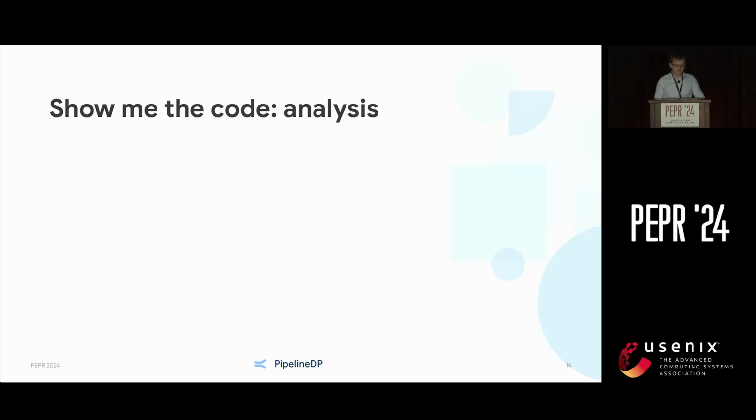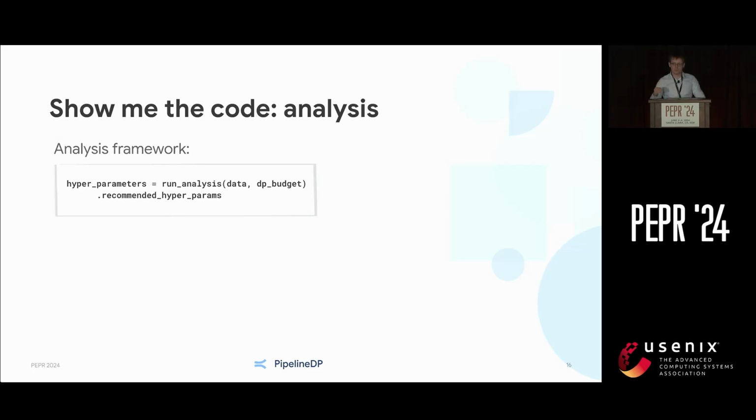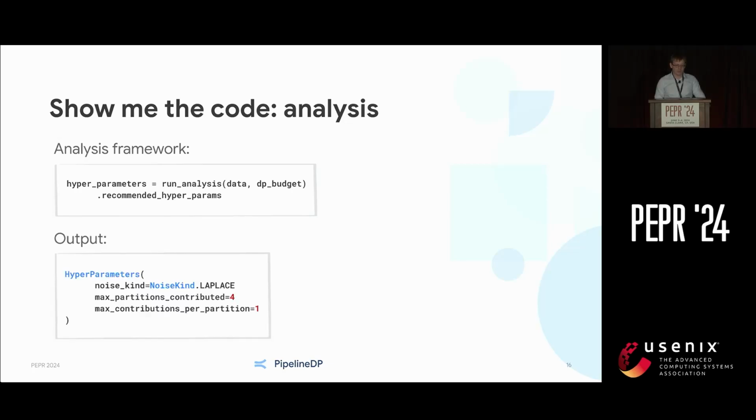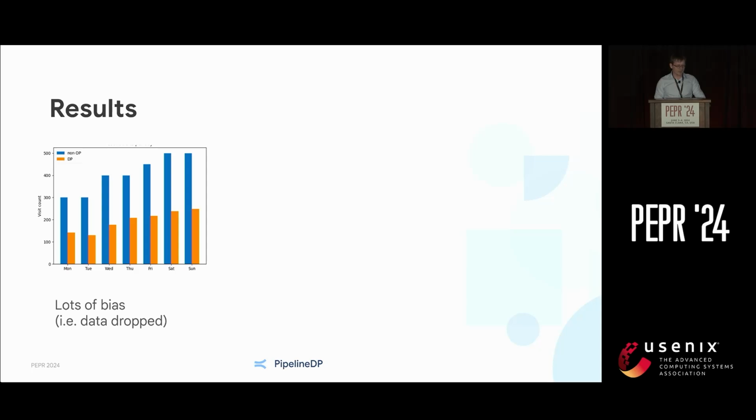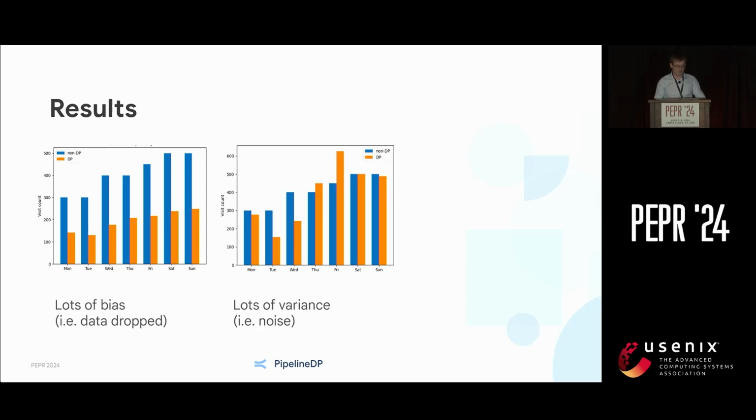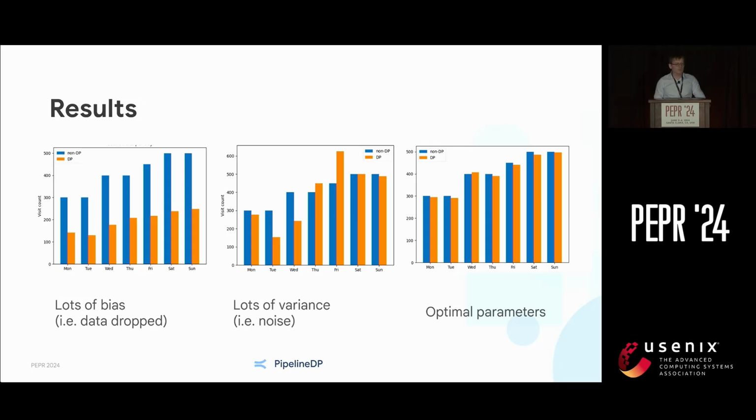There is a function, run analysis, that takes data and takes the budget. The budget is fixed, so the question is only how to choose the parameters better. In this demo, it returns something like that. There are some fixed parameters. For example, for this synthetic dataset, the best max partitions contributed is 4. Let's illustrate on these charts, which were shown previously with a lot of bias and a lot of variance, what the analysis framework returns. In this case, the DP output is very close to the actual output.